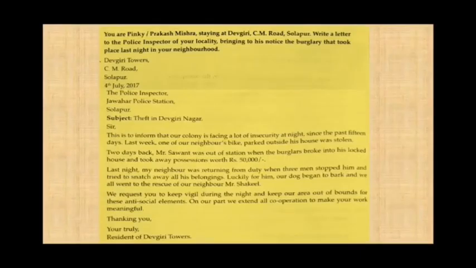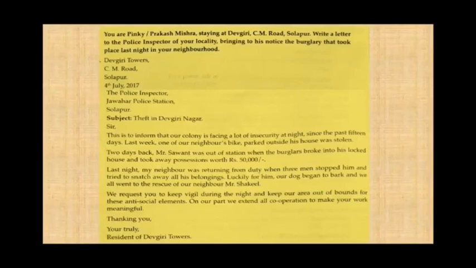This is a sample formal letter. Just read it and let's understand it. The question is, you are Pinky Prakash Mishra, staying at Devgiri, CM Road, Solapur. Write a letter to the police inspector of your locality, bringing to his notice the burglary that took place last night in your neighborhood. Now, this is a letter that you need to write to the police inspector due to the theft that took place last night in your neighborhood.